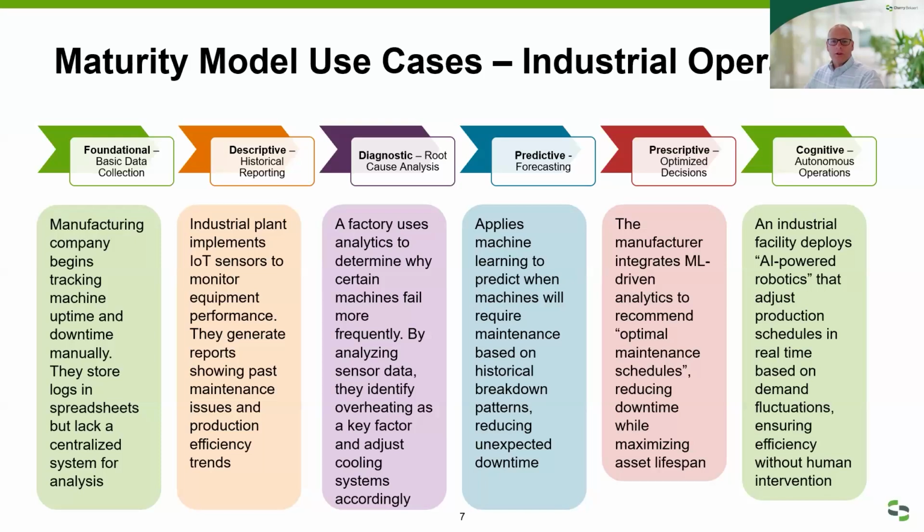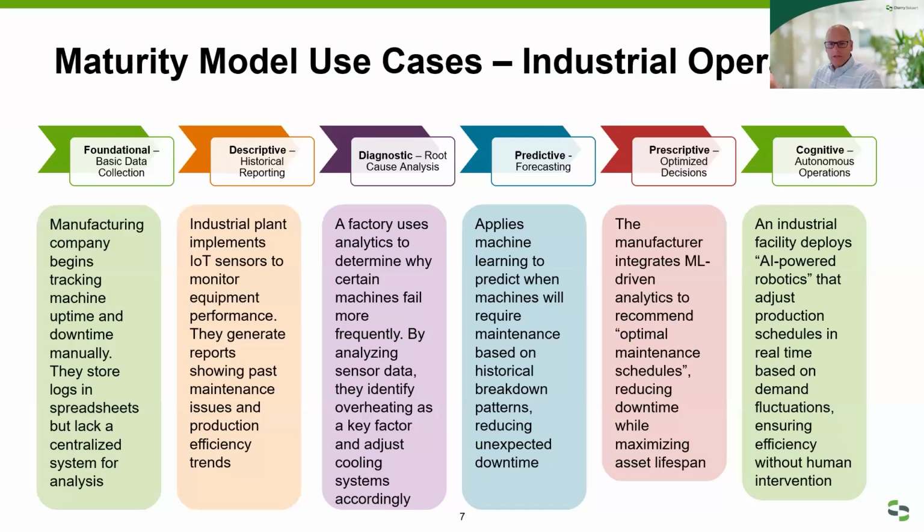So let's take the example here. Foundational, a manufacturing company begins tracking machine uptime and downtime manually or in spreadsheets, and they are in spreadsheet hell. Excel is not a database, but that's the foundation. We've got to have the data from somewhere. Descriptive, an industrial plant implements IoT sensors to monitor this equipment uptime and downtime. They generate reports showing past maintenance issues and production efficiency trends. Diagnostic would be a factory uses analytics to determine why certain machines fail more frequently and historical trends.